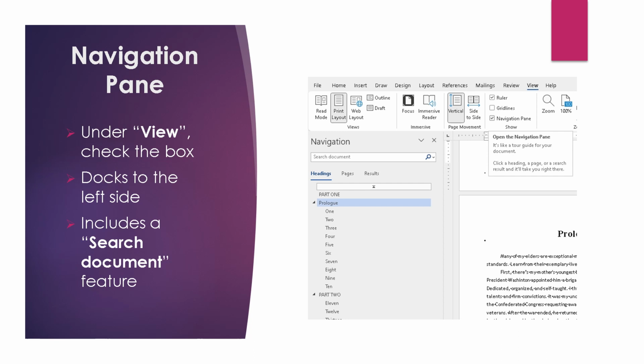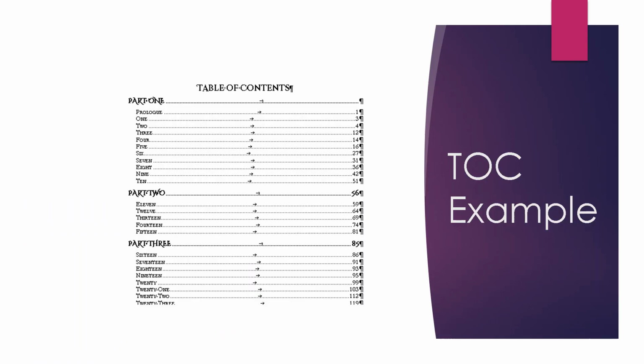The search document is a handy feature. Did you repeat one word too often? Searching within the navigation pane makes it easy to find and fix this. This is the automatically generated table of contents. The example shown here is from my third novel, Life with Nabby.